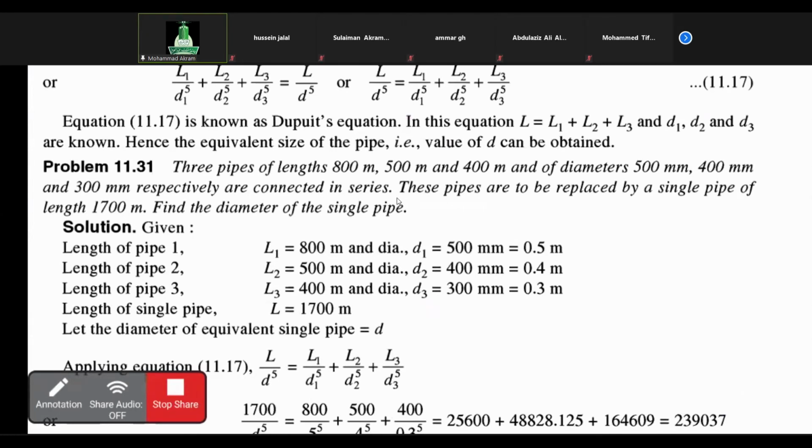Three pipes of length 800 meter, 500 meter and 400 meter and of diameter 500 millimeter, 400 millimeter and 300 millimeter respectively are connected in series. These pipes are to be replaced by a single pipe of length 1700 meters. Find the diameter of this single pipe.